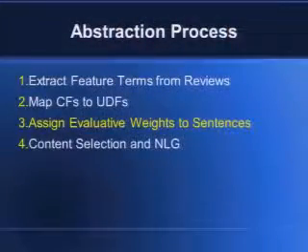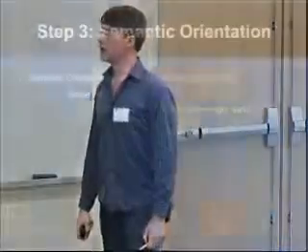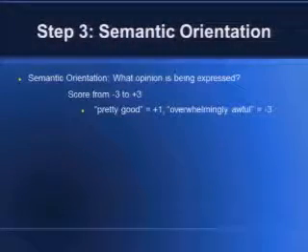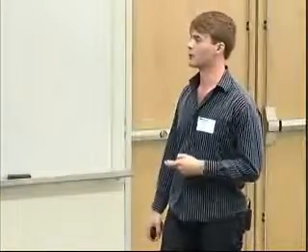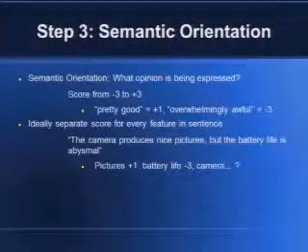So now that we've completed these first 2 steps, the third step of the pipeline is that we need to determine the sentiments being expressed. So we want to determine semantic orientation, which is a score. We use a score between -3 and +3. So pretty good would be +1. Overwhelmingly awful would be -3. I'm yet to see a review that actually said overwhelmingly awful in it.